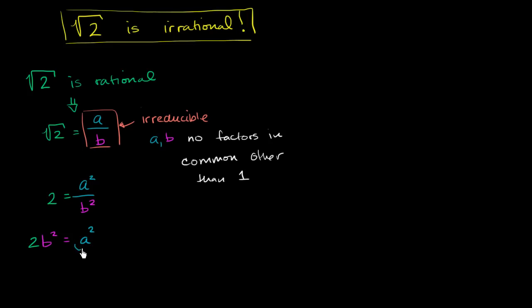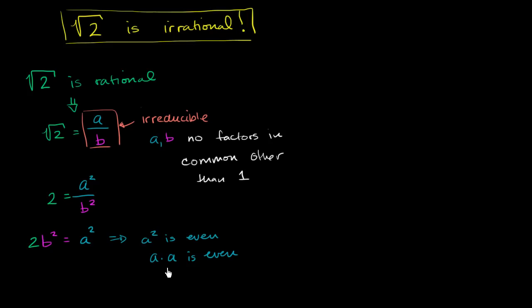So this right over here tells us that a squared must be even. Now, why is that interesting? Well, a squared is the product of the same number. It's a times a. So this is another way of saying that a times a is even.